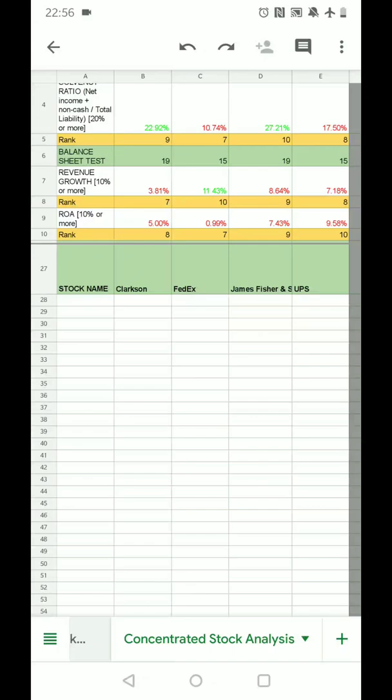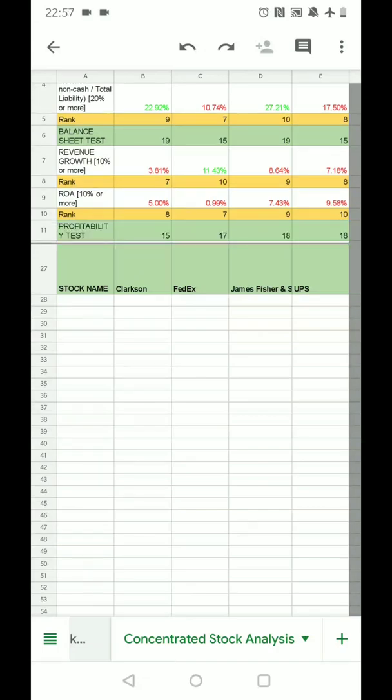For this, UPS is top with 9.58%. James Fisher is second with 7.43%, and Clarkson third with 5%. FedEx has a measly 0.99% return on assets. Pretty shocking for a company that has a great deal of assets, yet only generates so little income. So overall, UPS and James Fisher are joint top, FedEx is third, and Clarkson is last for the profitability test.